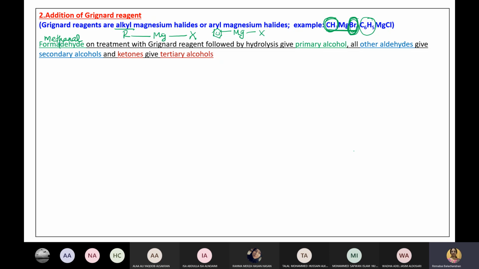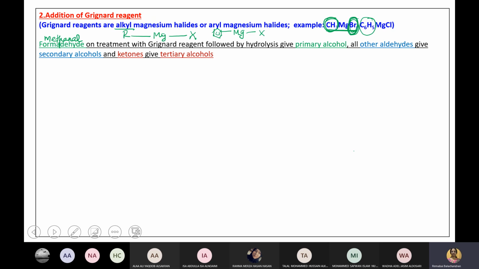Formaldehyde on treatment with Grignard reagent followed by hydrolysis gives a primary alcohol. All other aldehydes give secondary alcohols, and ketones give tertiary alcohols. Okay, see, it's very simple. I will explain one, and the others you can write.